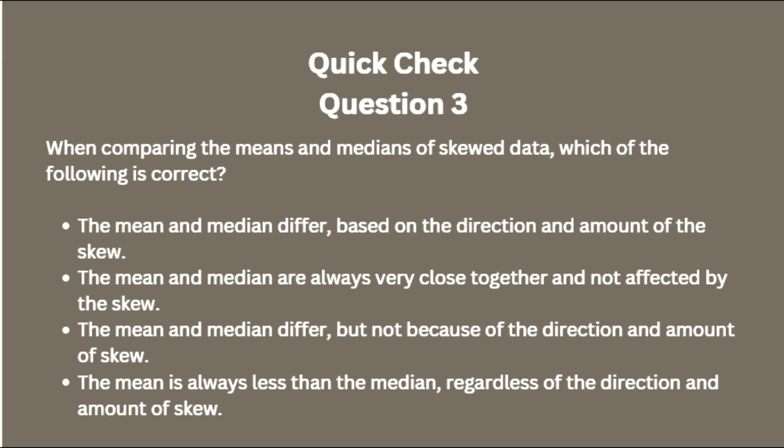Here's quick check question number 3. When comparing the means and medians of skewed data, which of the following is correct? Okay, so you have to go through and figure this out. We're looking at skewed data. So the mean and median differ. The mean and median are very close together. The mean and median differ. The mean is always less than the median. So that's the first half. The second half is based on the direction and amount of the skew, not affected by the skew, regardless of the direction and amount of skew. You can do this. Okay.